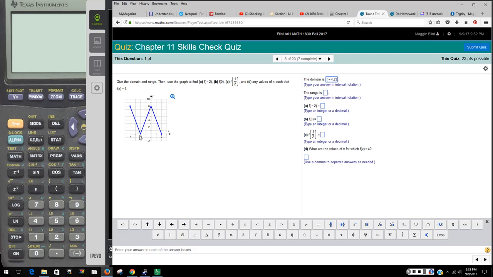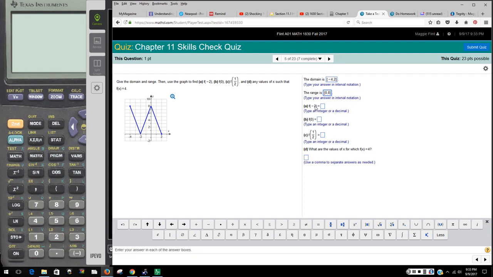And then the range, again, the lowest value is on the y-axis, so that range actually begins at 0. And then it goes up as high as the value 8. So it ends at 8, and we'll close again with a square bracket.